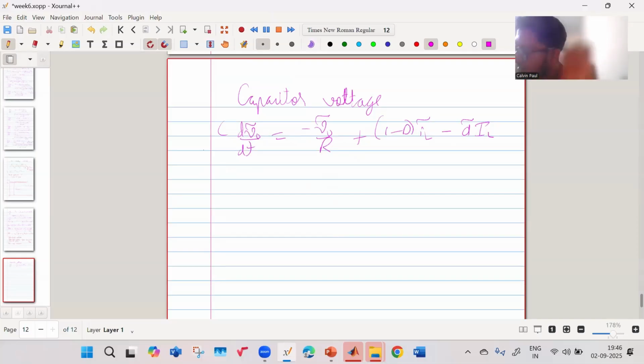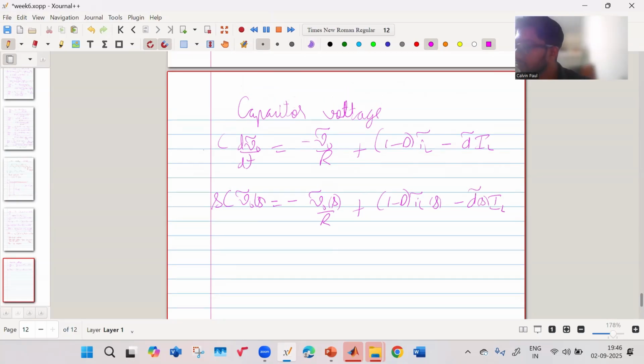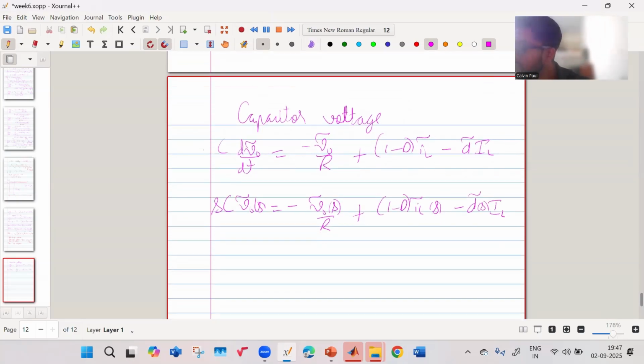So what we do is we take the Laplace transform and replace IL perturb by IC perturb. So we get S C V output perturb of S is equal to minus V output perturb of S by R plus 1 minus D into IC perturb of S minus D perturb of S into IL, right? So if you observe, the question might ask S C V output perturb of S is what?